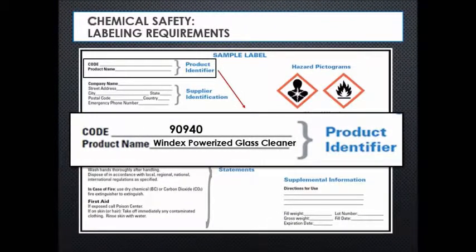The first required section of the label is the product identifier, which contains the specific product code and name. Sample information has been filled in here for Windex. From a user standpoint, the product code is not usually significant, but the name is obviously important so that you know what you're working with.